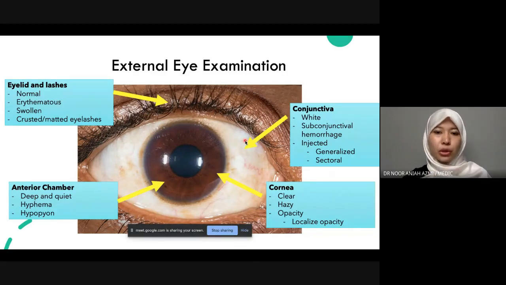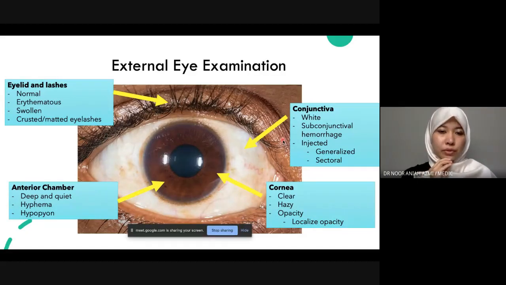So the instrument that we use is called the slit lamp, which we will share about. I mean, you all usually see it. Kalau any eye clinic, we have that machine that we use to check the eyes. So what we look at first is the external eye examination. Okay, so you have to check the eyelid macam mana, the eyelashes. Is it normal or is it swollen like the pictures I have showed you earlier? And then is there any crusted eyelashes? Okay, so you comment on the eyelid and also the eyelashes.